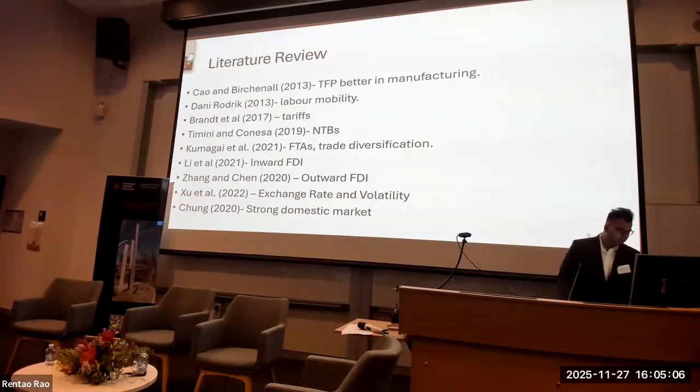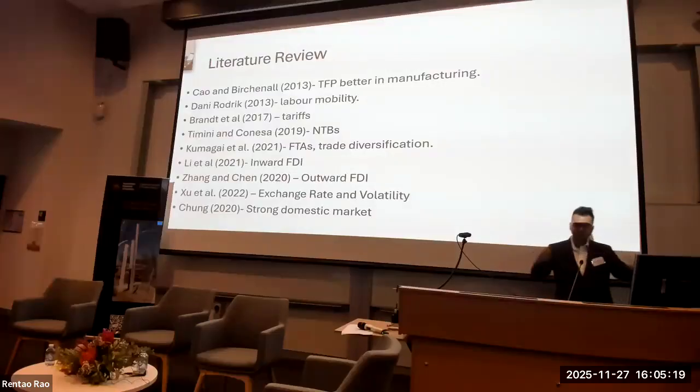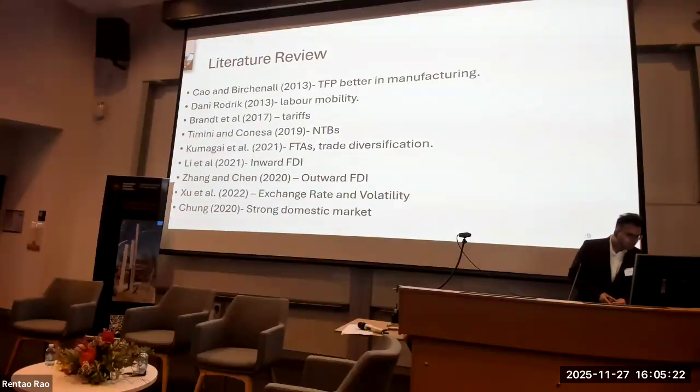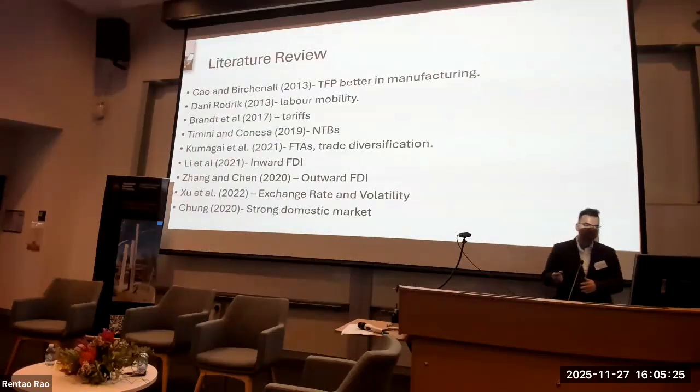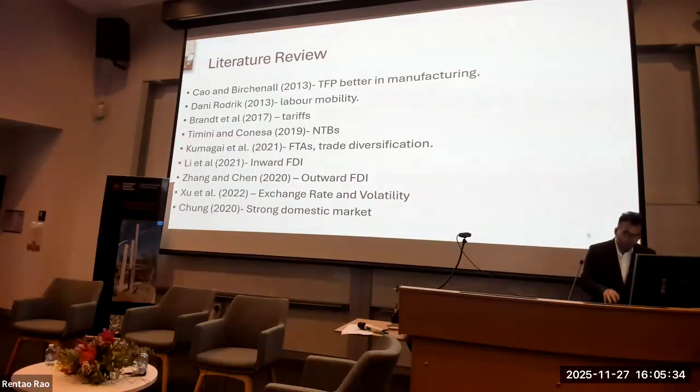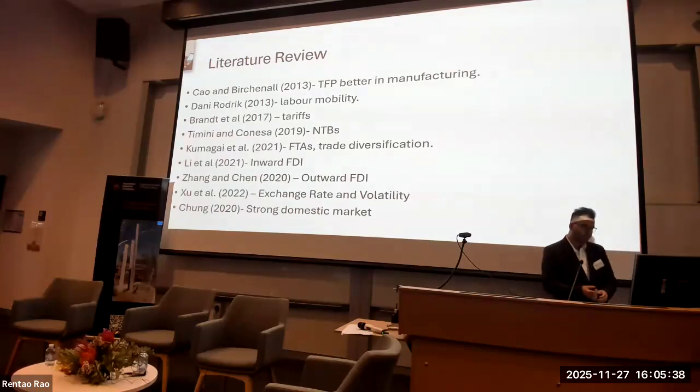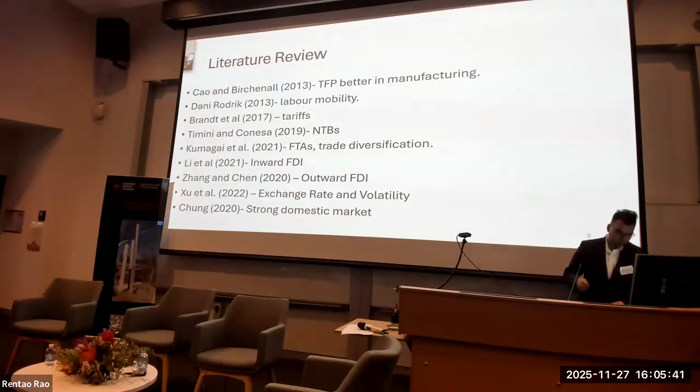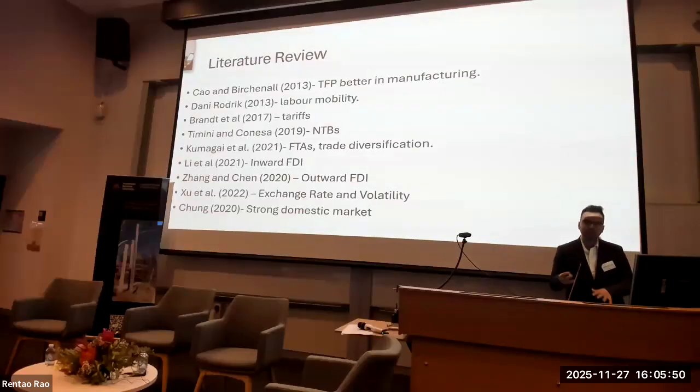So just a common literature review: TFP is better in manufacturing, yes, proved. The issue of tariffs: yes, since 2016, Trump comes and shifts the tariffs. Then the NTBs are increasing instead of tariffs. China is very successful in trade diversification, as mentioned in the earlier sessions. The outward FDI of China is increasing, which plays one of the most important roles in increasing its export efficiency. And the strong domestic market of China actually shows the success of digitalization within China.